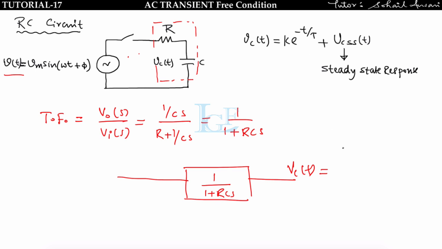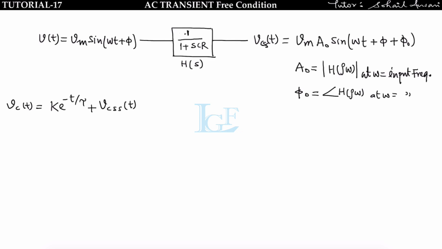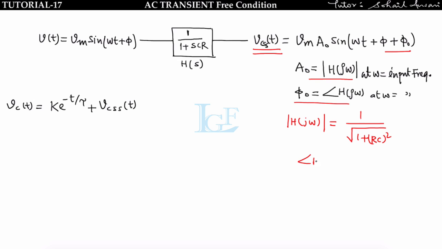Vc(t), given by the steady state response. Okay, what we did is replace the whole circuit by one transfer function, and in order to find the steady state response, that is given by Vm A naught sin(omega t plus phi naught), where A naught can be found by the magnitude of H of j omega, and phi naught can be found by the angle of H of j omega. Now the magnitude of H of j omega will be 1 by under root 1 plus (omega RC) whole square, and the angle of H of j omega will be minus tan inverse omega RC.